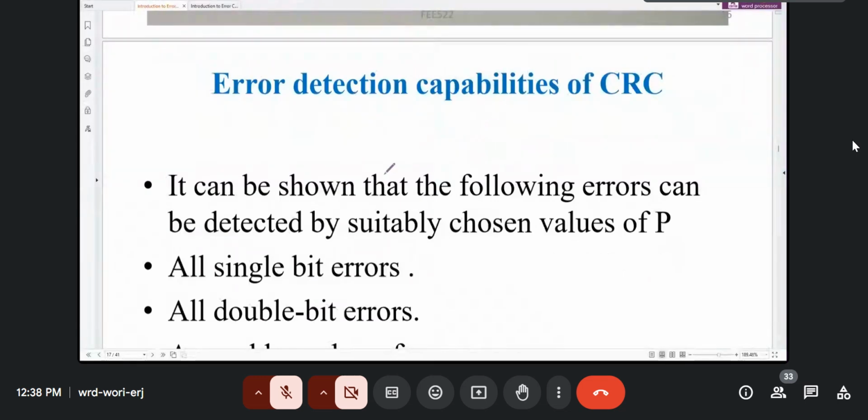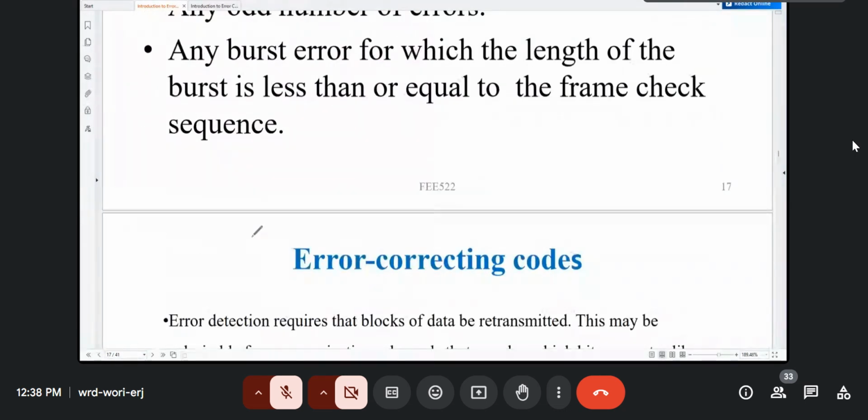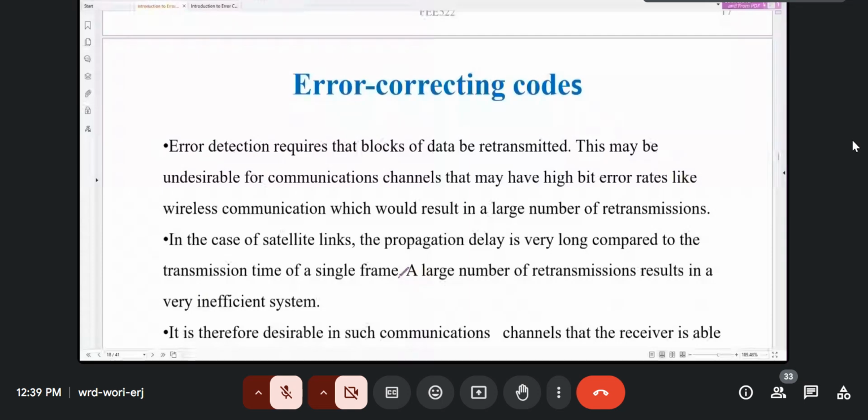So that is error detection with CRC. So it can be shown that the following errors can be detected. These are all single bit errors, all double bit errors, any odd number of errors. So it all depends on how you choose your generator polynomial. That's the most important thing. So for this we are not getting into the generator polynomial, but you'll see later that when it comes to BCH codes, you can actually generate your own generator polynomial depending on what you want to achieve. Yeah, it's part of the design of error control. Error correcting codes.